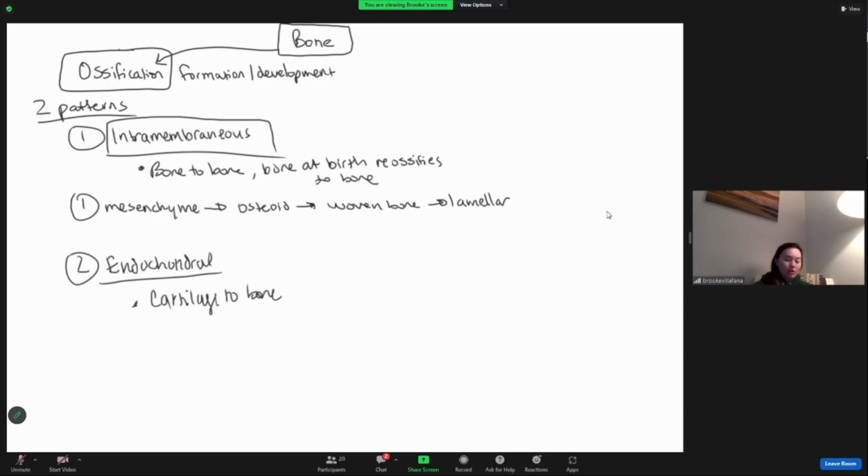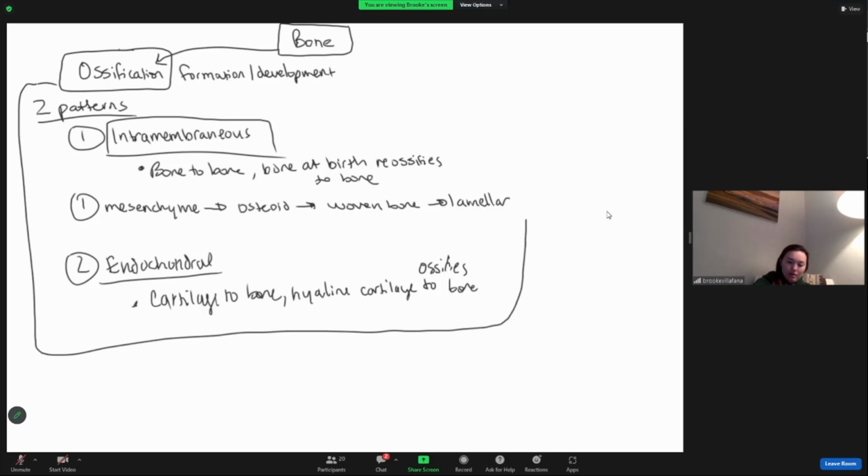And then for endochondral, you need to know that it's cartilage to bone, and this is going to be cartilage you were born with. This is the hyaline cartilage at birth, and then it ossifies to bone. There's an entire table that shows you a pattern of ossification. You don't need to know that.